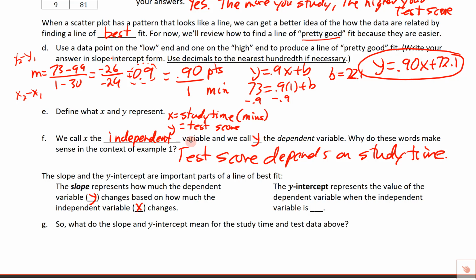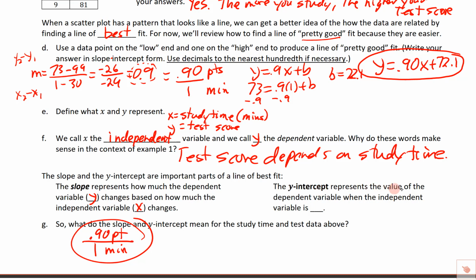So we'll come down here, and that's what this next question is asking: what do the slope and y-intercept mean for the study time and the test data above? Well, what the slope means is for every minute that you study, you get 0.9 points per minute, and I'm going to put per 1 minute here. So that's what it means. For every 1 minute you study, you pick up an extra 0.9 of a point on your test score. And then we need to talk about the y-intercept.